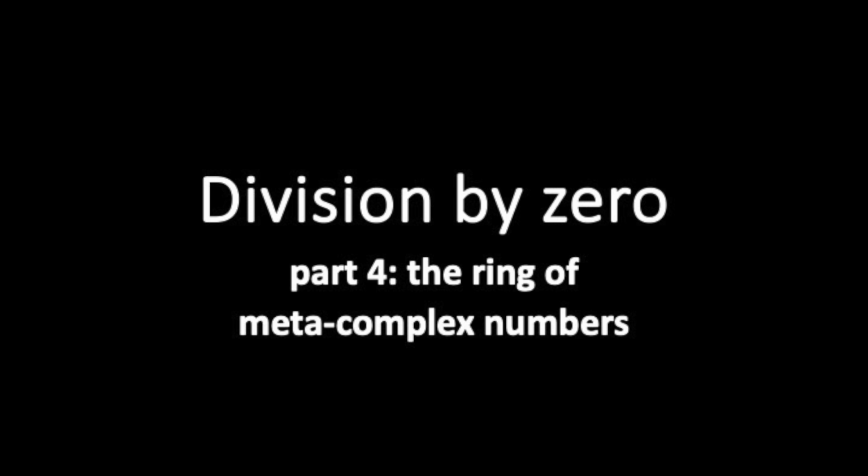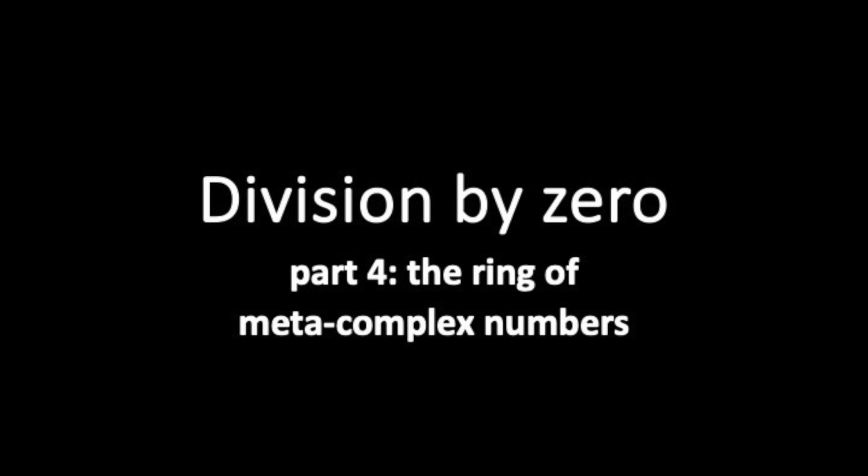The fourth part in the series deals with the ring of metacomplex numbers. We will examine several properties of the set of metacomplex numbers in combination with addition and multiplication, and we'll be able to conclude that we are dealing with a commutative ring with unity.